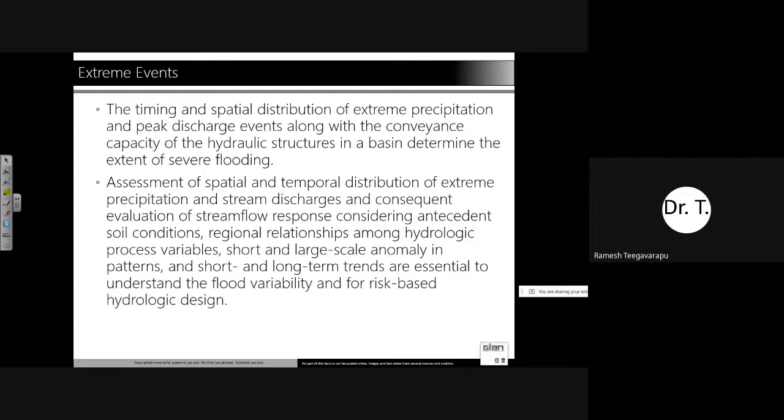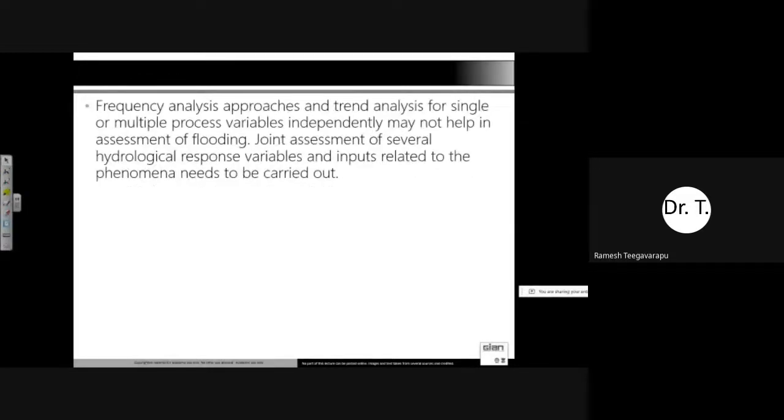So if you have a conveyance structure like a canal with a gate or something like that, the timing and the spatial distribution of precipitation extremes will define whether the conveyance system can have a good handle on the peak discharge which it is able to realize. Therefore, we need to understand how extreme precipitation events happen. Of course, we have to look at the antecedent soil moisture conditions and any regional relationships, and then understand the risk associated with your hydrologic structures.